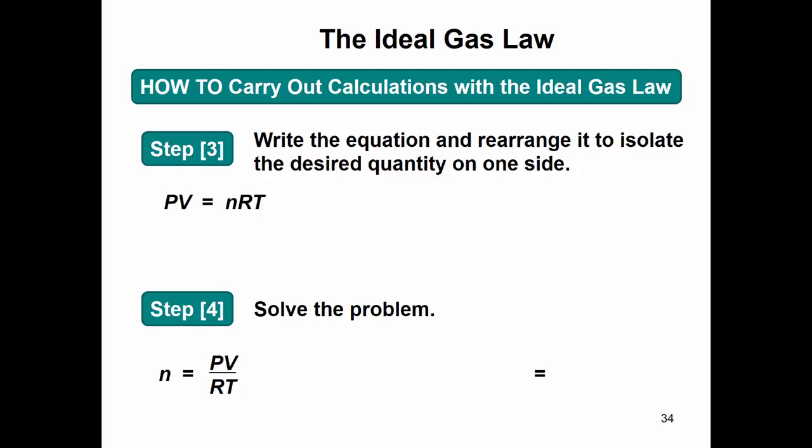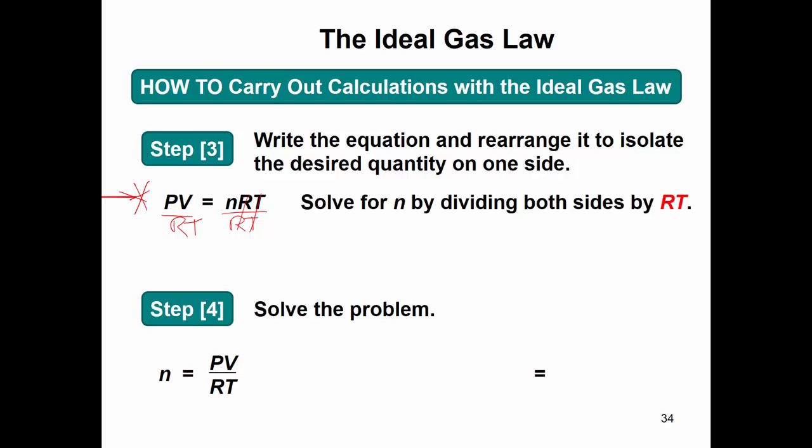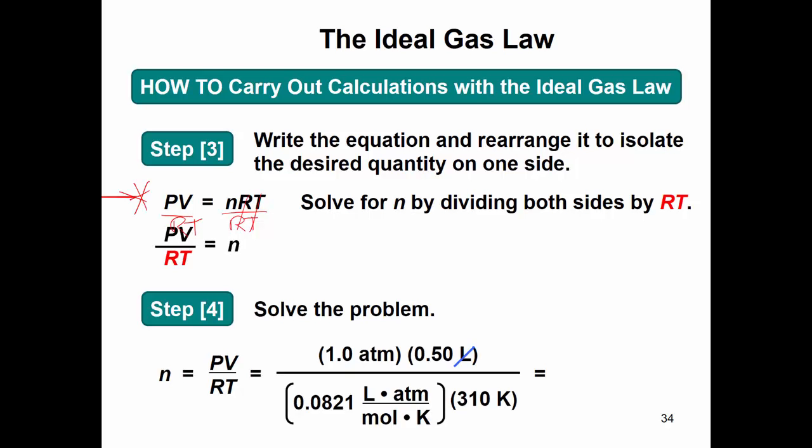So PV equals nRT, and we are looking for n. When we rearrange, this is just algebra, we have to get n by itself. So n equals PV over RT. We divide both sides. Pressure was 1 atm, volume was 0.50 from the problem. R is given, that's a constant, 0.0821, and temperature is 310 Kelvin.